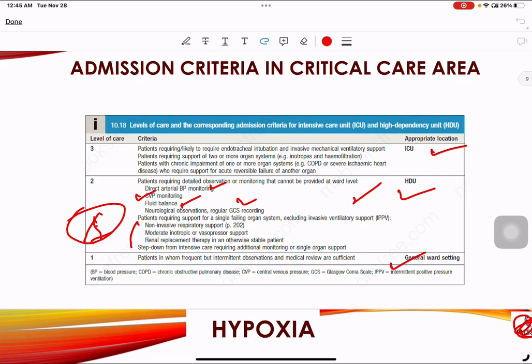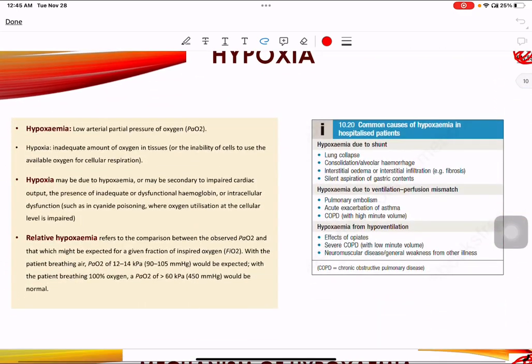But when the patient needs two or more organ supports, such as inotropic support, oxygen support or intravenous fluid, along with possible endotracheal intubation or mechanical ventilation. When there is risk of mechanical ventilation, then we place the patient in ICU. So this is the criteria for admission of the patient to ward, HDU, and ICU.